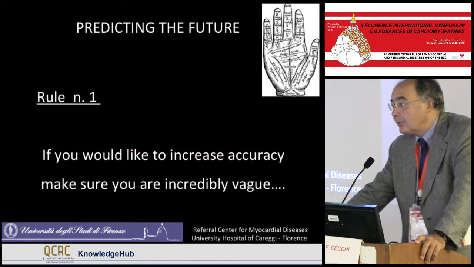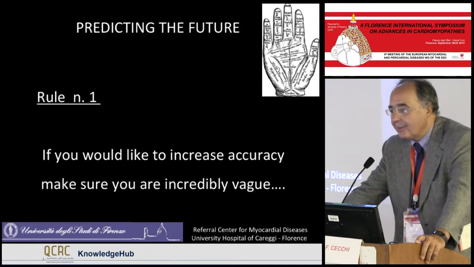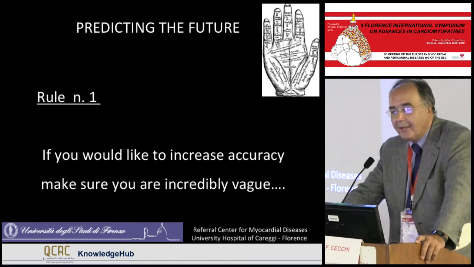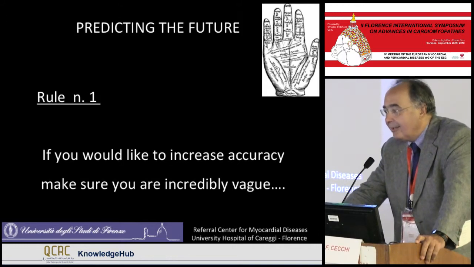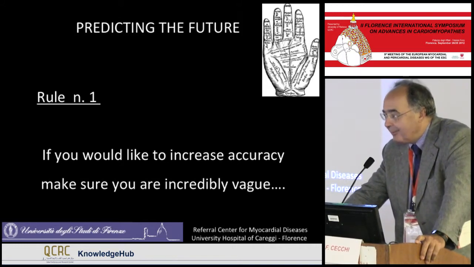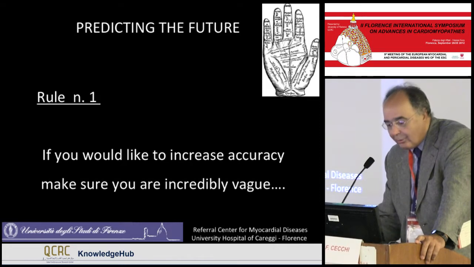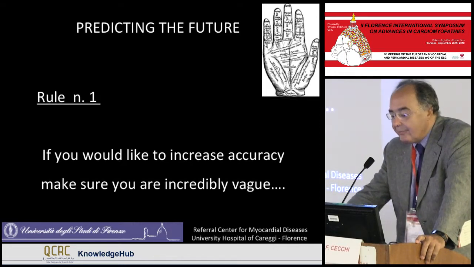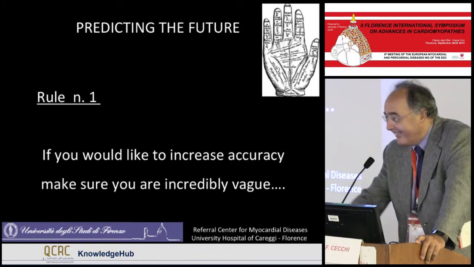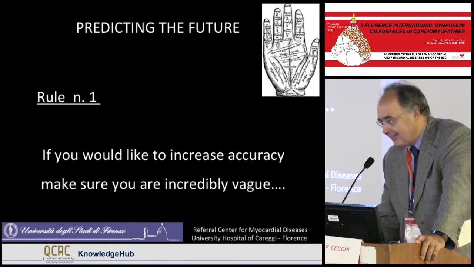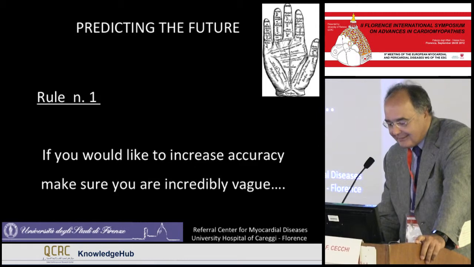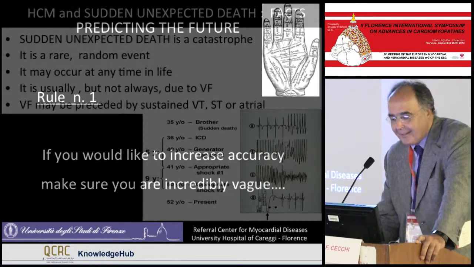Now, if it's true that doing risk stratification is trying to predict the future, you have to know that there is a rule that every palm reader has. I don't know if you ever went to a palm reader, but rule number 1 says that if you would like to increase accuracy in prediction, make sure you are incredibly vague. And that's what I would somehow suggest to cardiologists and to people that see cardiomyopathy patients.